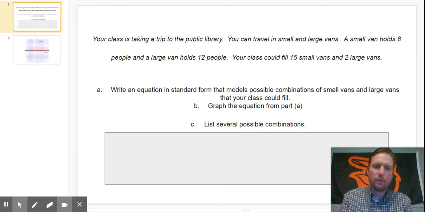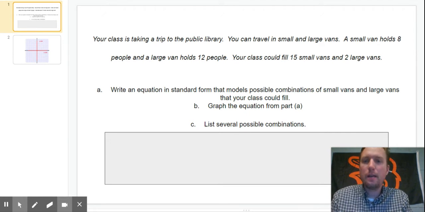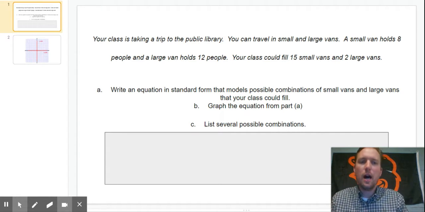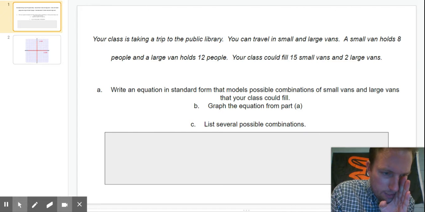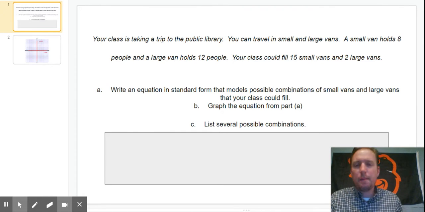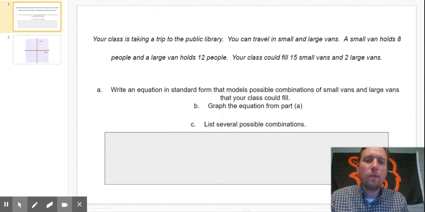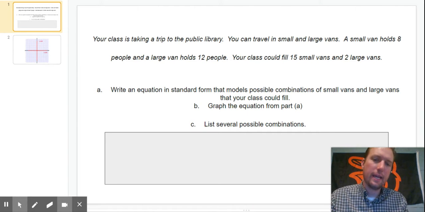Now, there's a couple things that we're asked to do. Number one, write an equation in standard form that models possible combinations of small vans and large vans that your class could fill. Just a hint, we're going to be using standard form. Number two, or letter B, graph the equation in part A. And part C is list several possible combinations, and we're going to use the graph to do that.